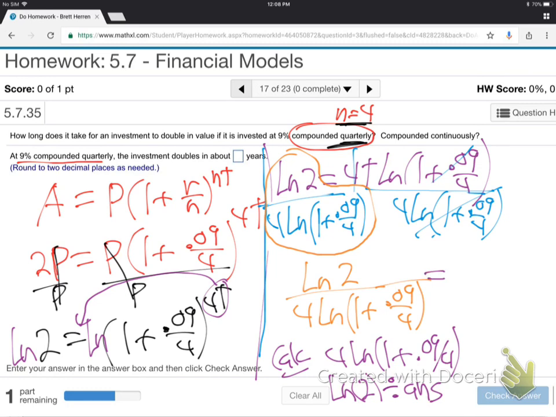All right, so I'm getting 7.78795, blah, blah, blah. What do they say? Round to 2 decimal places. So 7.79 years, just under 8 years. This is years, is time, right? T. So just under 8 years to double your money at 9%. We good?